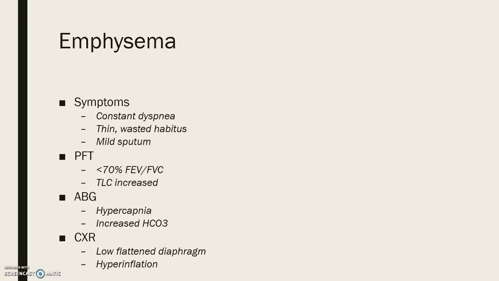Similar to chronic bronchitis, the patient will have an FEV1 over FVC ratio of less than 70%. However, their total lung capacity will be increased, and their DLCO will be decreased. DLCO stands for diffusing capacity of lungs for carbon monoxide. It determines how much oxygen travels from the alveoli of the lungs to the bloodstream.